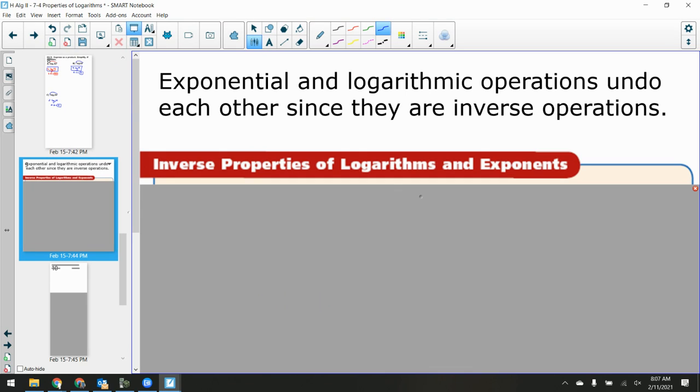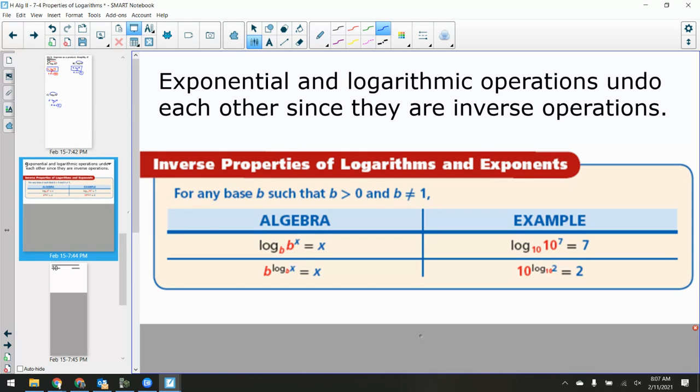Exponential and logarithmic operations undo each other since they are inverses. So these are very unique rules, ones that don't happen very often, very special cases. If you have an exponent within a logarithm, kind of like what we were working with just then, but you've got to have the same log base as exponent base. If you have the same log base as exponent base and you've got a power there, it actually will undo each other and cancel each other out.